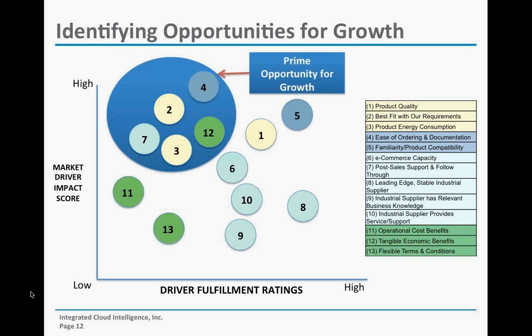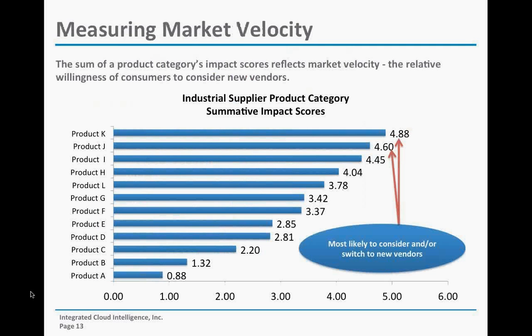Now, other things that you could do with this data, if you look at market driver impact score, that's the importance of each market driver, and you look at how well these drivers are being fulfilled right now, you can isolate quickly: here are important market drivers that no one's doing that well. This is the average of all of them. Prime opportunity for growth. If we could improve here, we could move, because they have big impact, but they're underserved at this time.